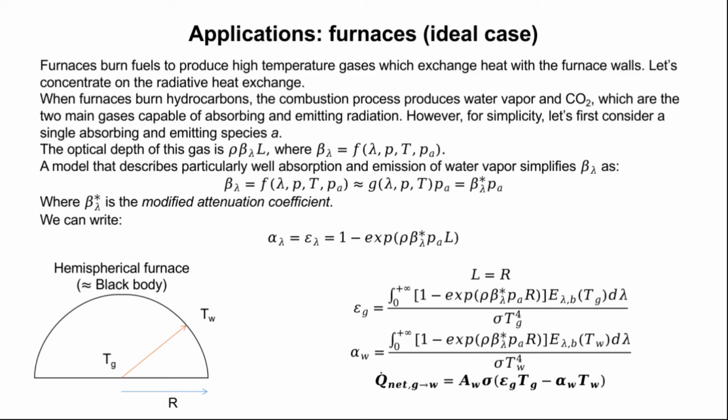Remember that, since the temperature of the gas, Tg, is usually much higher than the temperature of the wall, Tw, the values of epsilon g and alpha w will strongly differ. For such ideal case, we can then express the net heat flow from the gas to the furnace wall as Aw, the surface of the furnace wall, times sigma, times the difference epsilon g Tg minus alpha w Tw.